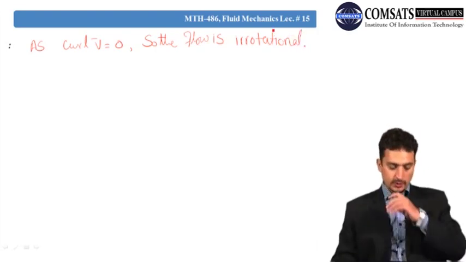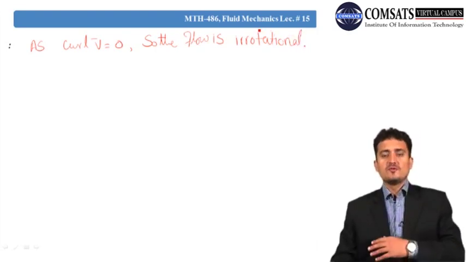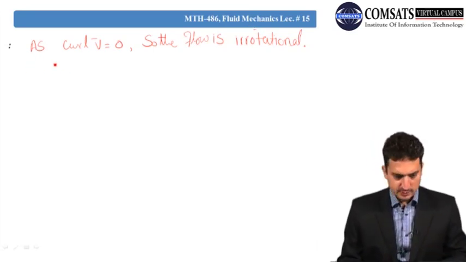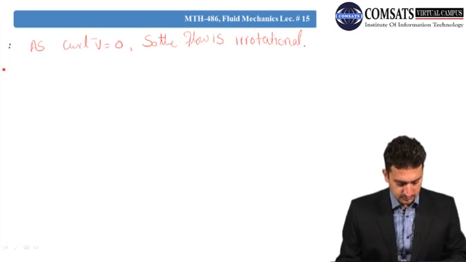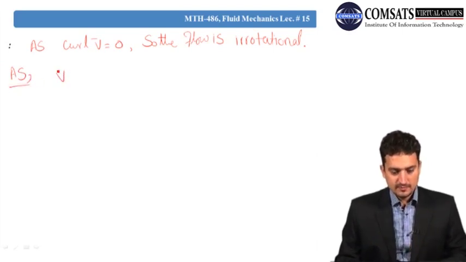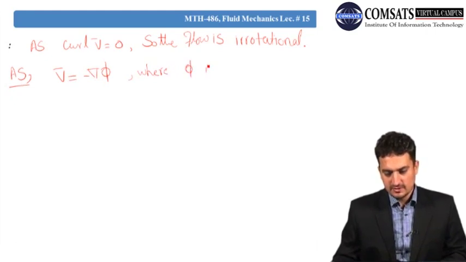Now, अब irrotational तो हो गया, then what next we have to do? We have to find the velocity potential. हमने velocity potential find करना, and velocity potential can be found as, for irrotational flow field v is equal to minus del phi, where phi is the velocity potential.